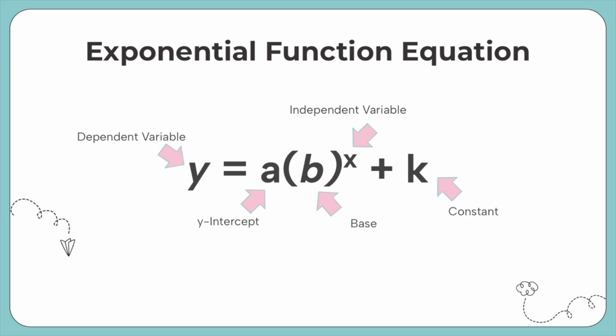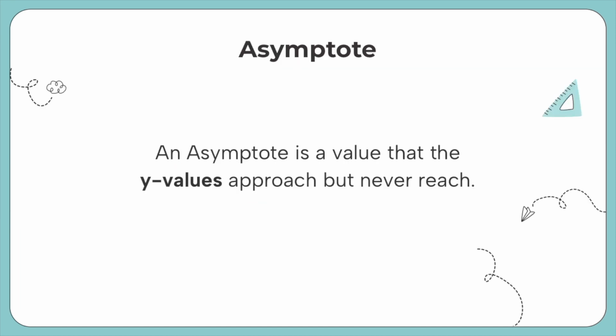Now we need to talk about one more important term before we begin using exponential functions. That important term is known as an asymptote. An asymptote is a value that y values approach but never reach. So an asymptote is a y value as they're reaching it, the curve is turning towards it, but it is never going to reach that amount. So now that we've talked about comparing linear and exponential functions, let's do some practice.